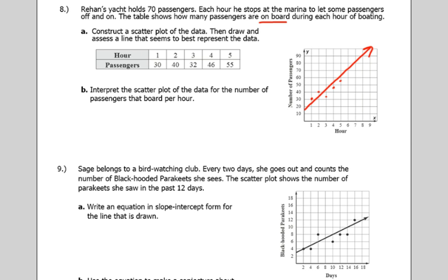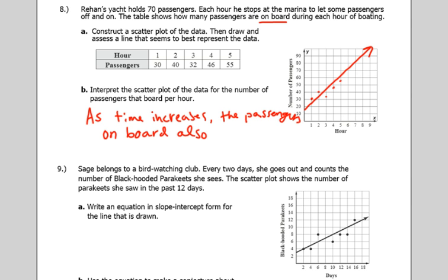Interpret the scatter plot of the data for the number of passengers on board. As time increases, so as the hours increase, the passengers on board also increase.